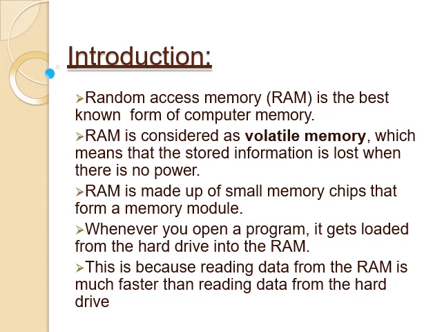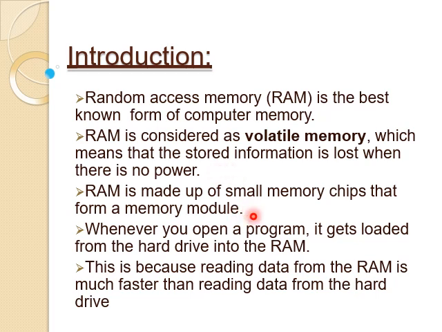Random access memory is the best known form of computer memory. Actually, RAM is considered volatile memory. What do you mean by volatile memory? The stored information is lost when there is no power. So RAM is a volatile memory. When there is no power, the information will be lost. So ROM is non-volatile and RAM is volatile memory.